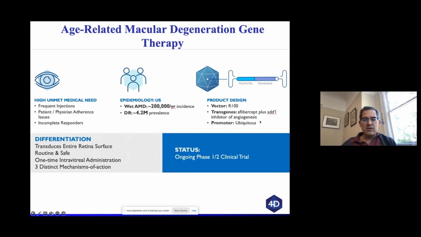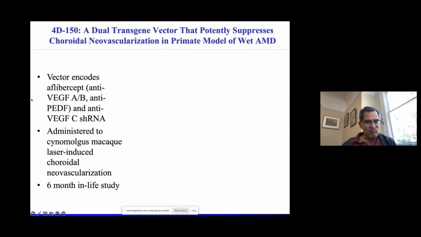So we had a very simple idea, which is that aflibercept works. So instead of delivering the protein, we genetically encoded it inside of an AAV and delivered the DNA encoding aflibercept. And in addition to aflibercept, there's actually a shRNA directed against another pro-angiogenic factor in the eye. Aflibercept takes care of VEGF-A and B, and this shRNA induces RNA interference against VEGF-C.